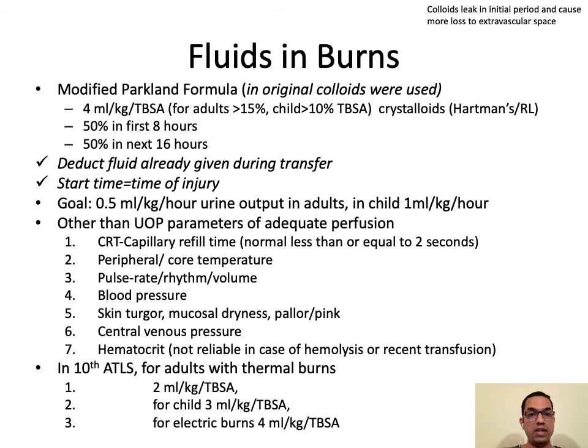So how will you replace fluids in the burns patient? What we use is a modified Parkland formula. In the original formula, there were colloids used. Here we are using the Hartmann's or Ringer's lactate, which is a crystalloid. Colloids can actually leak into the extravascular space because of the high permeability in the initial period within 24 to 48 hours because of the high degree of burns.